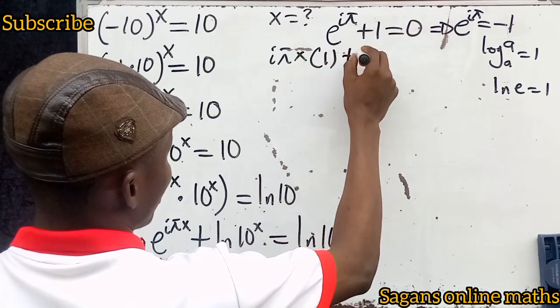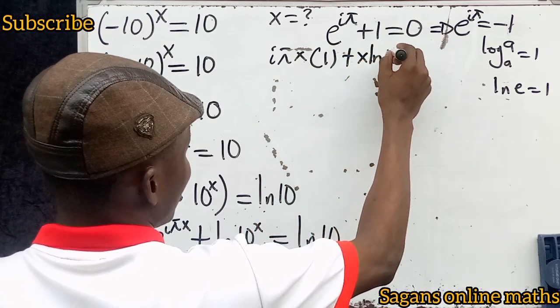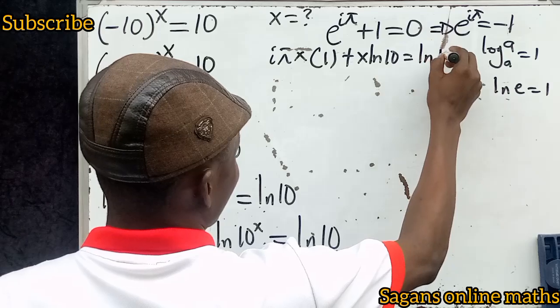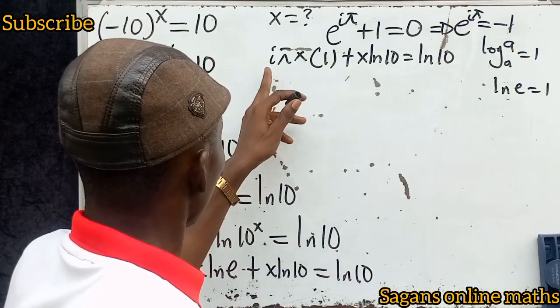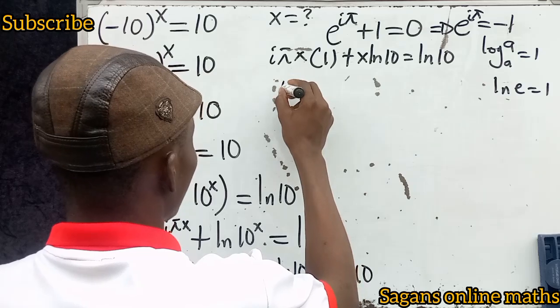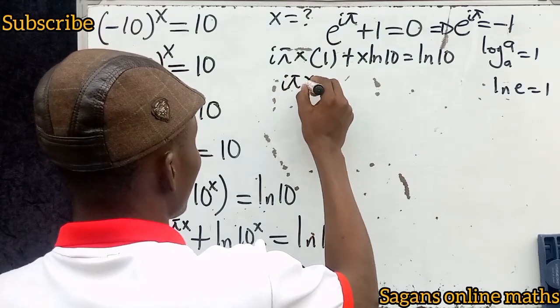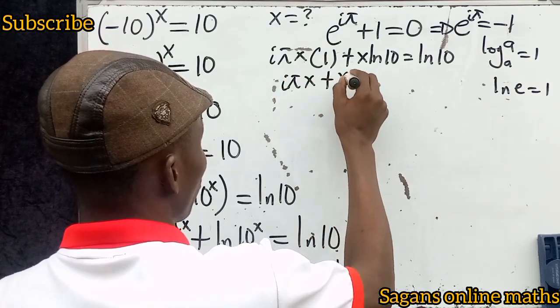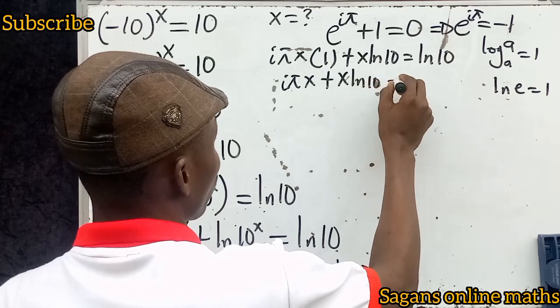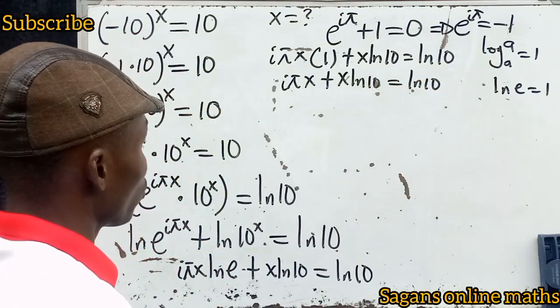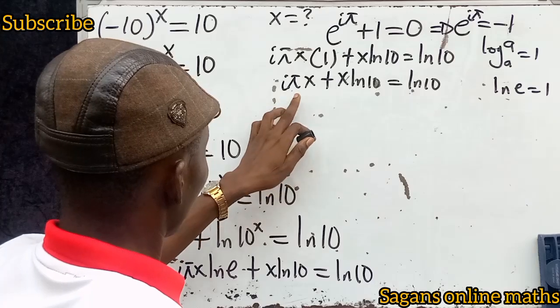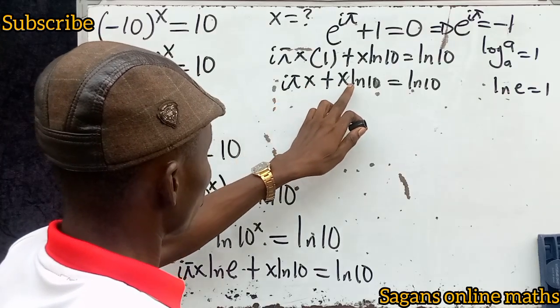Then plus x ln 10 equals to ln 10. Wow, this is pocket genius, amazing, right? Now all this multiplied by 1, we are going to have this iπ multiplied by x, plus x ln 10 equals to ln 10. Now, let's observe carefully. You can see that something is common, right? We are seeing x here, and we are also seeing x here.